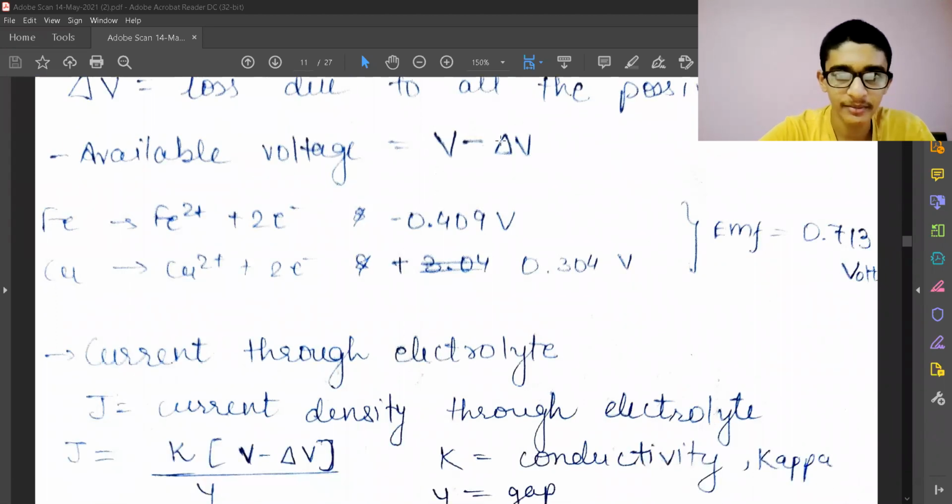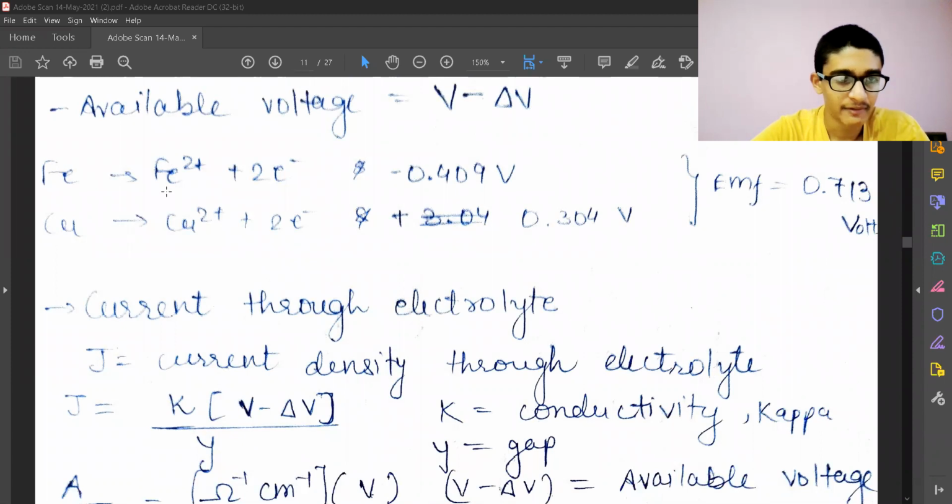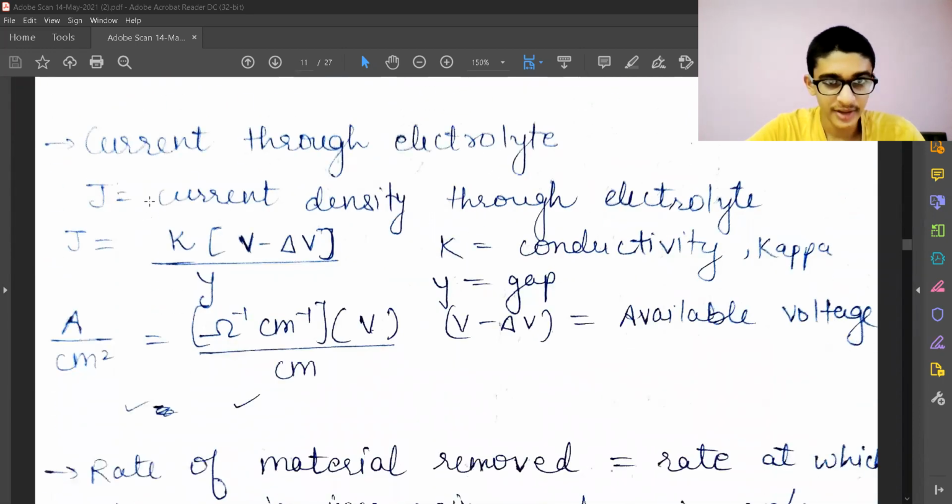So available voltage will be V minus delta V, and Fe will be given out, or the dissolution happens as Fe to Fe2+ plus 2 electrons, with a voltage of minus 0.409 volts. And copper gives Cu2+ plus 2 electrons and a positive voltage of 0.304 volts. So I have taken these two metals right now. The Fe is the material of my workpiece, and copper is the material of the tool. So this is the combination of tool and workpiece material I have. So the EMF will be 0.713 volts.